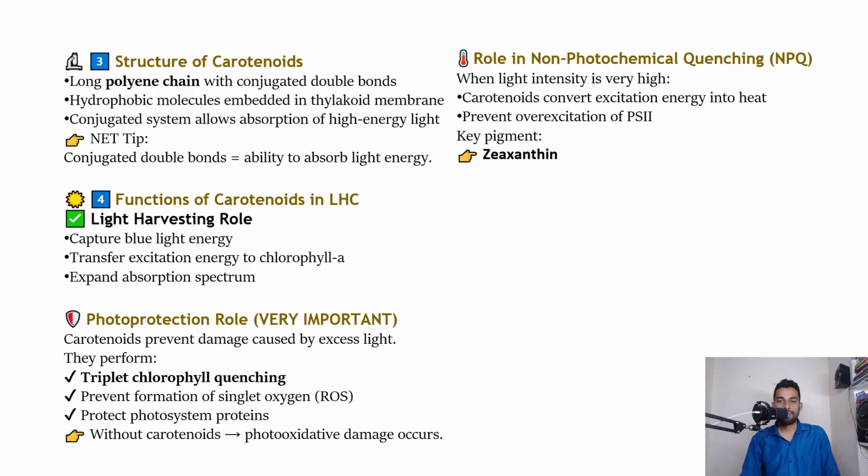The next point is the role in non-photochemical quenching. When light intensity is very high, carotenoids convert excitation energy to heat, preventing over excitation of the photosystem. Key pigment: zeaxanthin. So zeaxanthin does these actions.